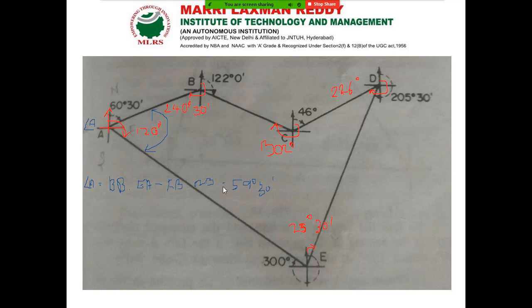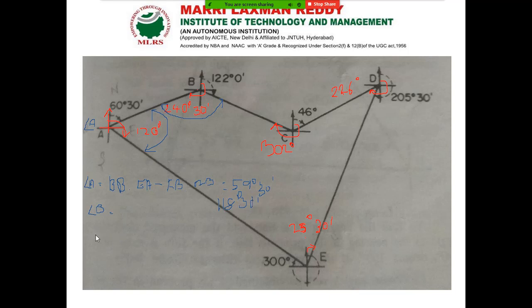Okay, next, included angle at point B, so that back bearing of line BA minus forebearing of line BC. So 240 degree, 30 minutes minus 122 degree. So this is our interior angle. So the value is 118 degree 30 minutes. 118 degree 30 minutes.